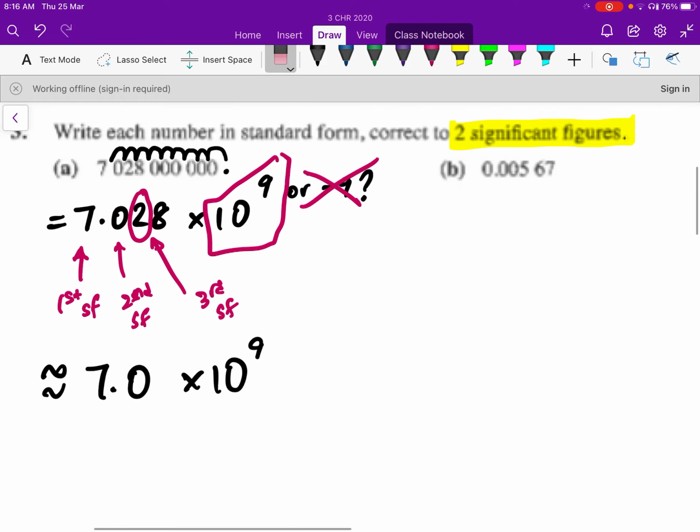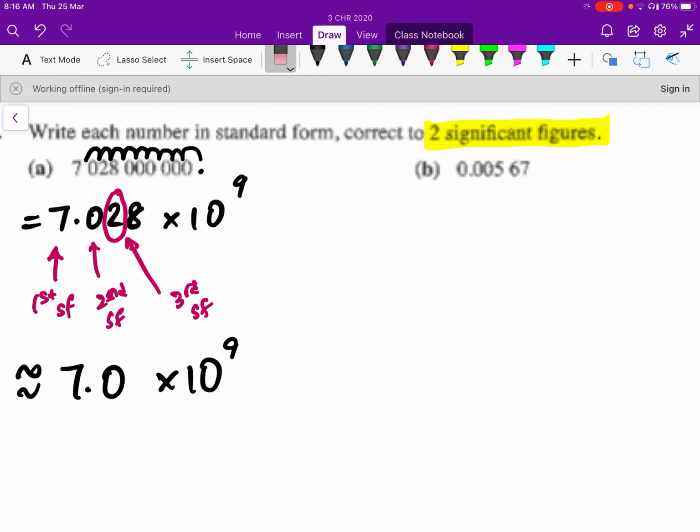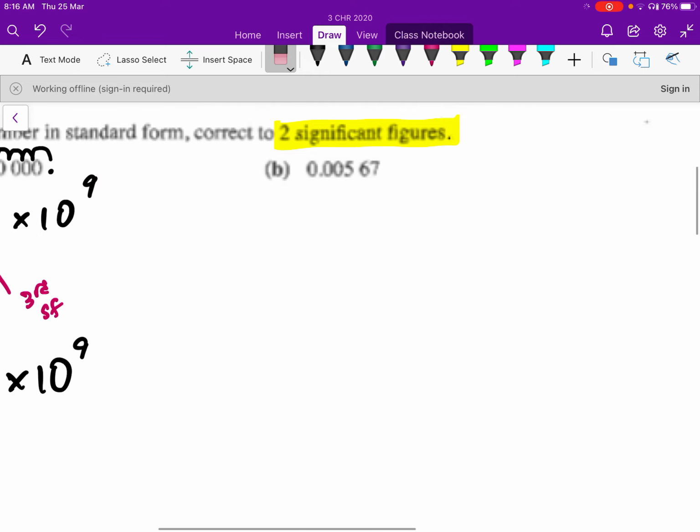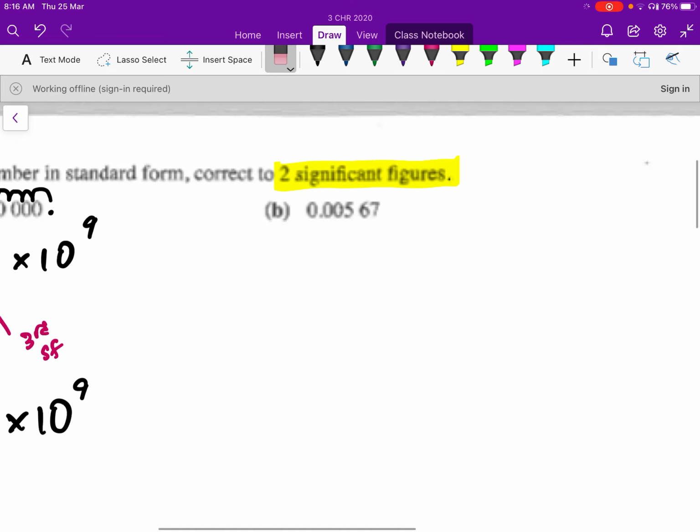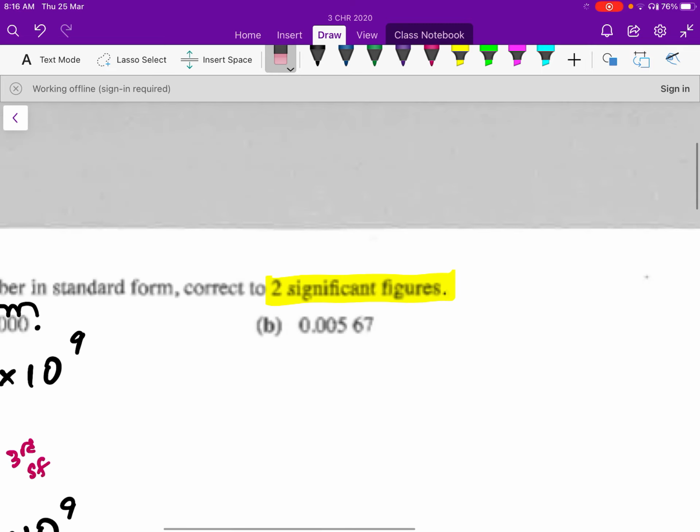Okay, we'll do the same for part B. Same approach. Find the decimal point and start jumping. Jump until it goes between two numbers where the first number is more than 0. So let's jump to the right this time. 1, 2, 3. And we see the number as 5.67. Then you don't stop here.